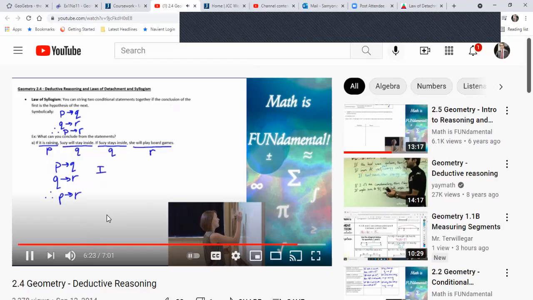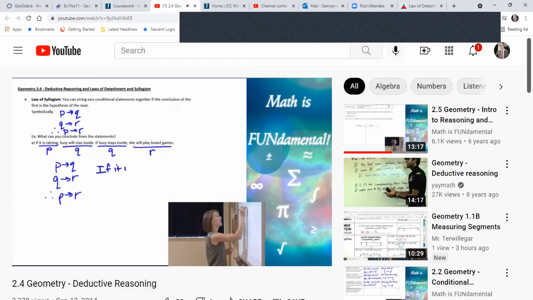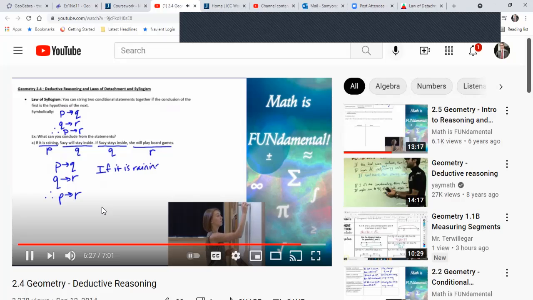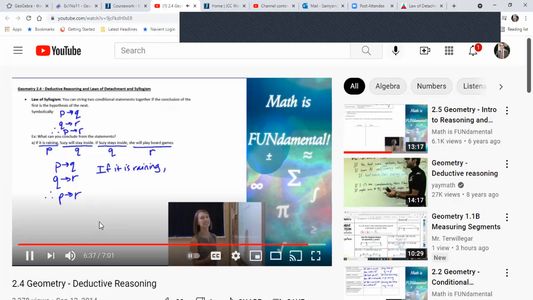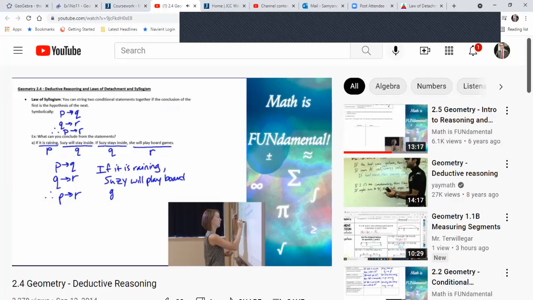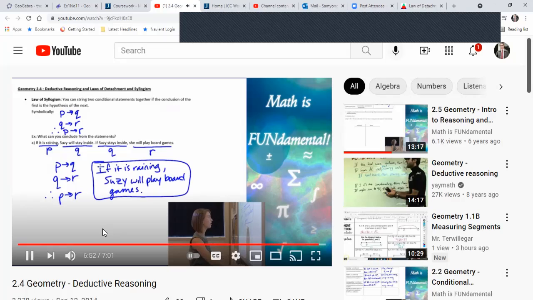So I need to say P, which is if it is raining, and then I can take out the Q's. I can take out those middle pieces, and I would say she will play board games, but I want to say who she is because it's not stated yet. So I'm going to say Susie will play board games. And that's what we can conclude using the law of syllogism. All right, and that concludes our lesson for today. Thank you for watching.